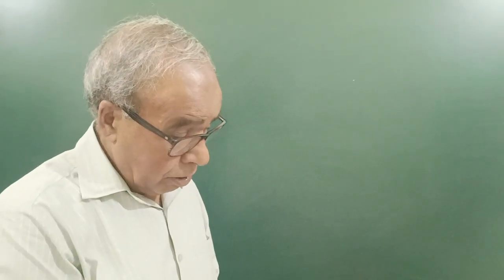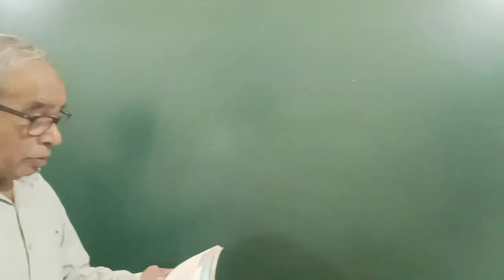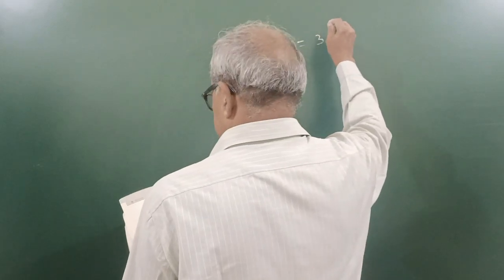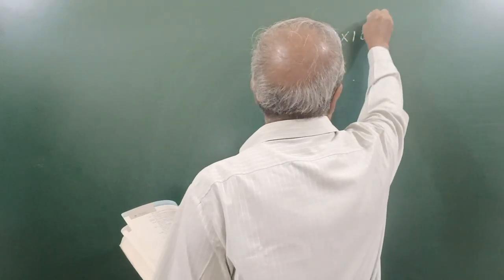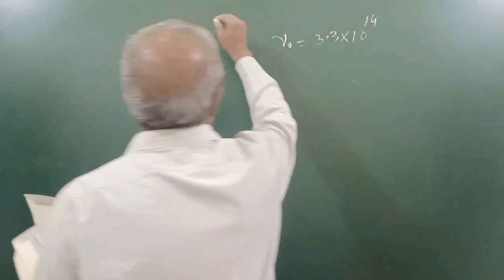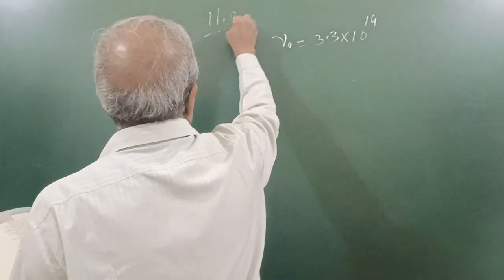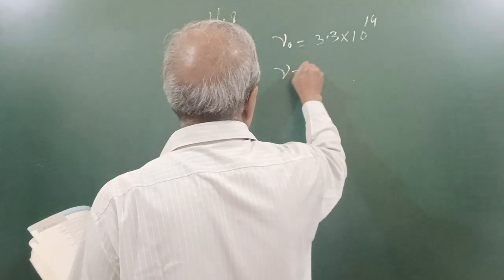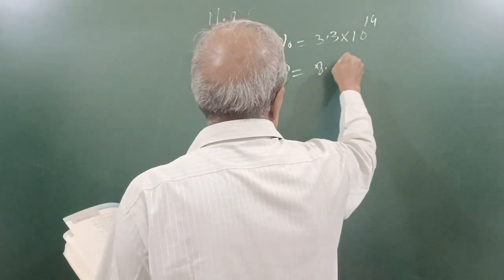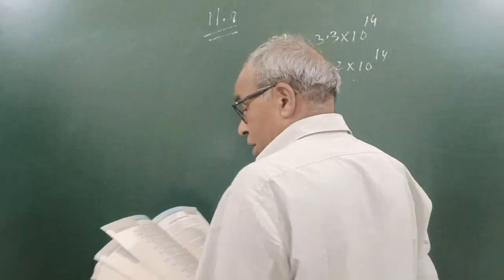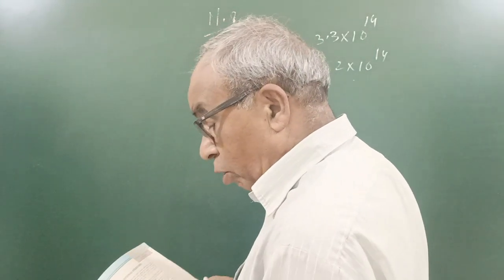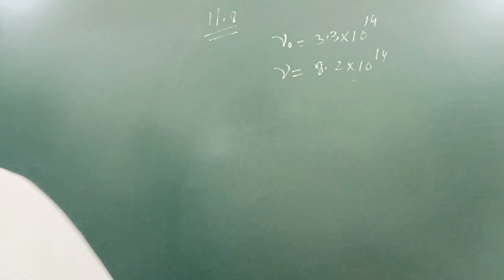11.8 is a different type of question. Threshold frequency nu 0 is 3.3 into 10 to the power 14 hertz. 11.8 question: if light of frequency nu, 8.2 into 10 to the power 14 hertz, is incident on the metal, predict the cutoff voltage of photoelectric emission.